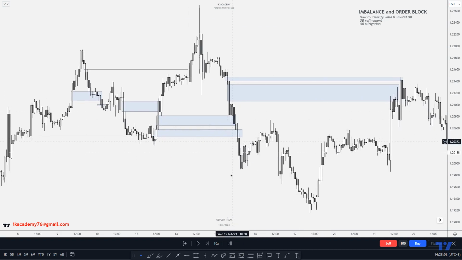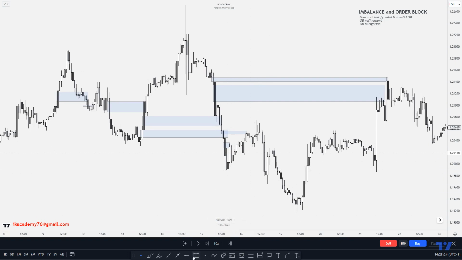Just like that, price is creating more imbalance. As price is filling the previous ones, price is creating new ones. That is why imbalance can also be classified as liquidity too, because it shows that there's inefficiency, there's money sitting on that place that needs to be filled. Or other orders, I'll just put it like that. It can be other orders sitting on that point that need to be filled.